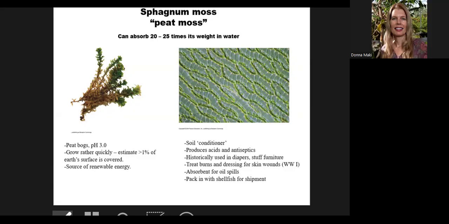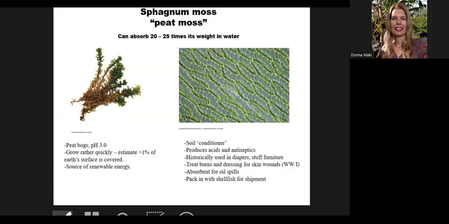One of its historic claims to fame is that it's really good as an antiseptic because it's low pH, and it does produce certain acids. They used it for wounds in World War I, before antibiotics. If you had gunshot wounds, burn wounds, whatever, they would often pack the wound, dress it with sphagnum peat moss, and then put the cotton dressing over that. The acid and the antibacterial property really helped the soldiers.